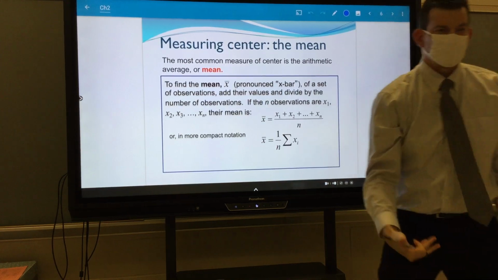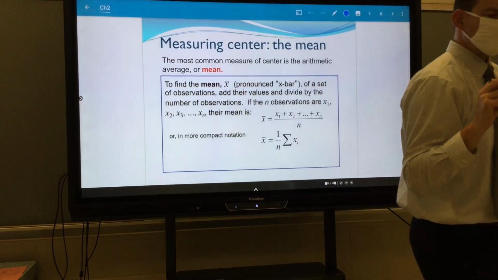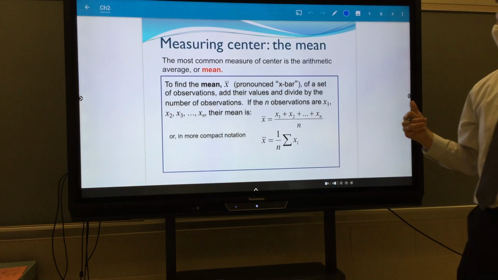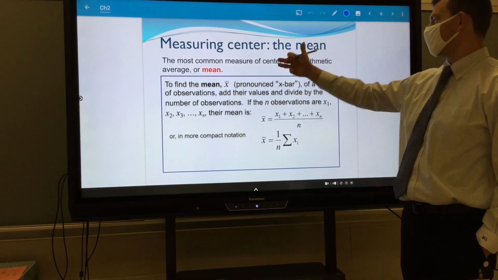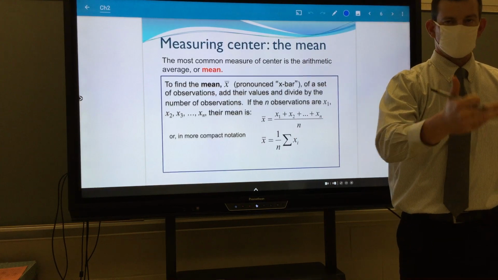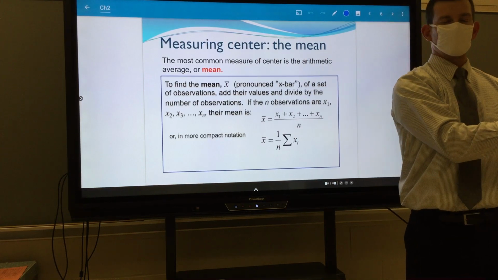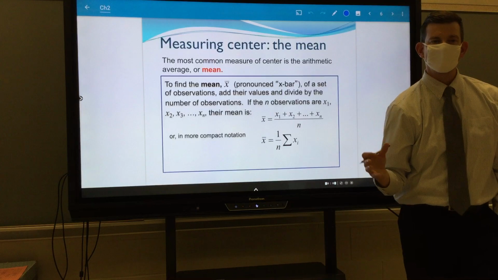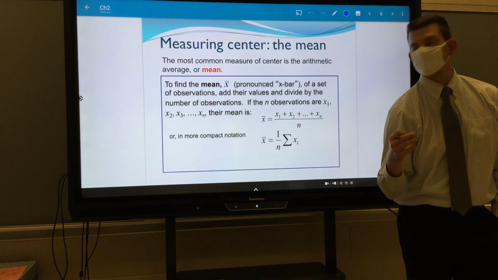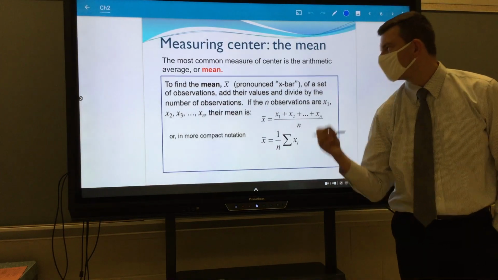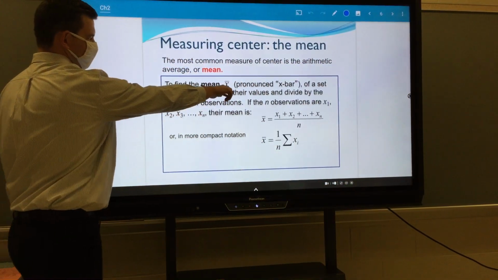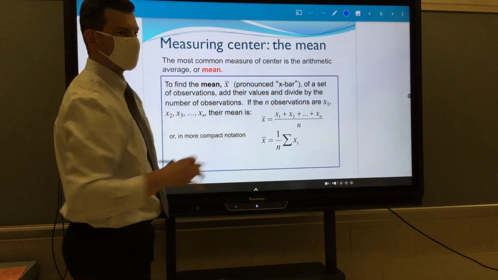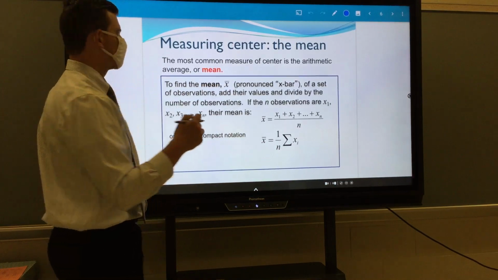Okay, so let's talk a little bit about the mean. Okay, the mean, or the average, is calculated. It's the arithmetic average. Okay, and you know how to calculate it. You add all of the terms in that set and divide by the number of items that you have. Okay, so the symbol that we have to represent mean is this symbol right here. X with a little line on top of it, we call it X bar.